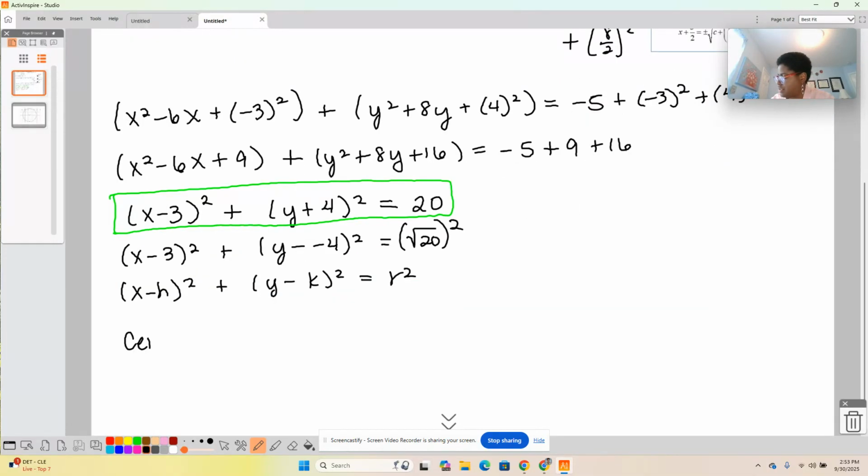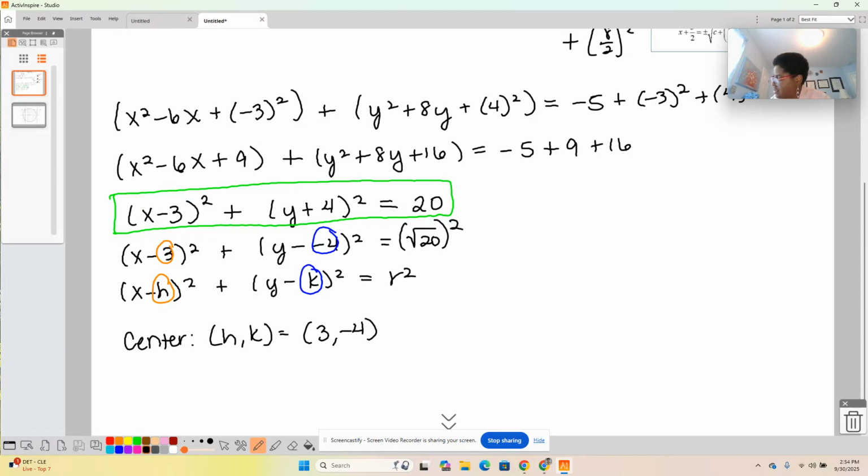The center is h, k. So h comes after the minus with the x. After the minus with the x is 3. So h is 3. K comes after the minus with the y. After the minus with the y is a negative 4. So k is negative 4. So the center is 3, negative 4.